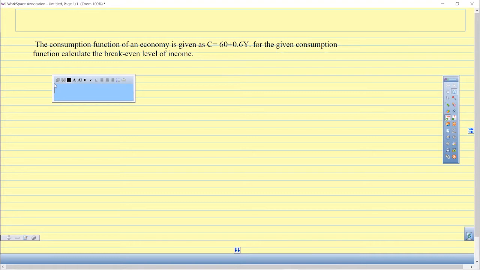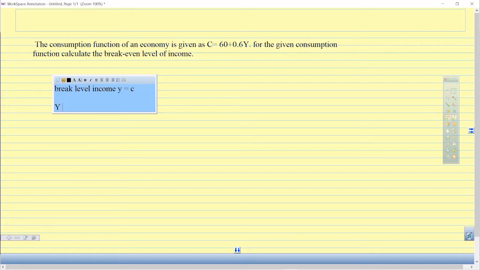We know that the break-even level of income is the point at which income is equal to consumption. It is that level of income at which income and consumption are equal. So I wrote y = C. Now look at the question. The equation for C is given as C = 60 + 0.6y. So instead of C, I am going to replace it with y, because y and C are equal.